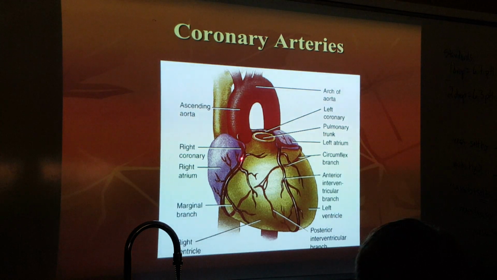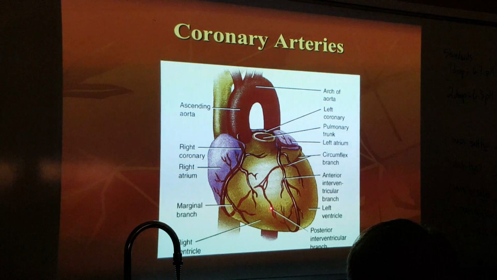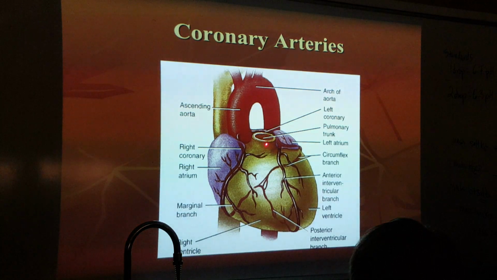Here we have the right coronary artery, which gives rise to the marginal branch, passes around the backside, and gives rise to the posterior interventricular artery on the backside of the heart. Okay. We've removed the pulmonary trunk, but the pulmonary trunk is just about the most anterior part of the heart.